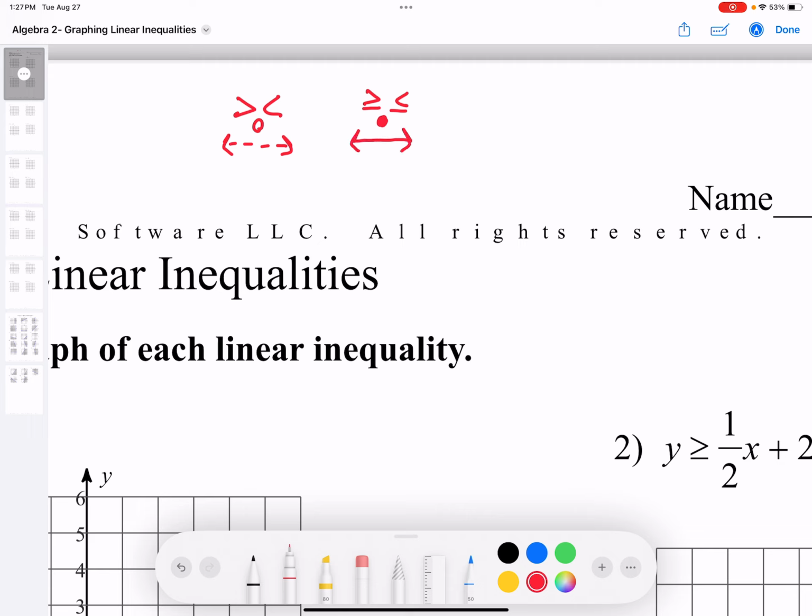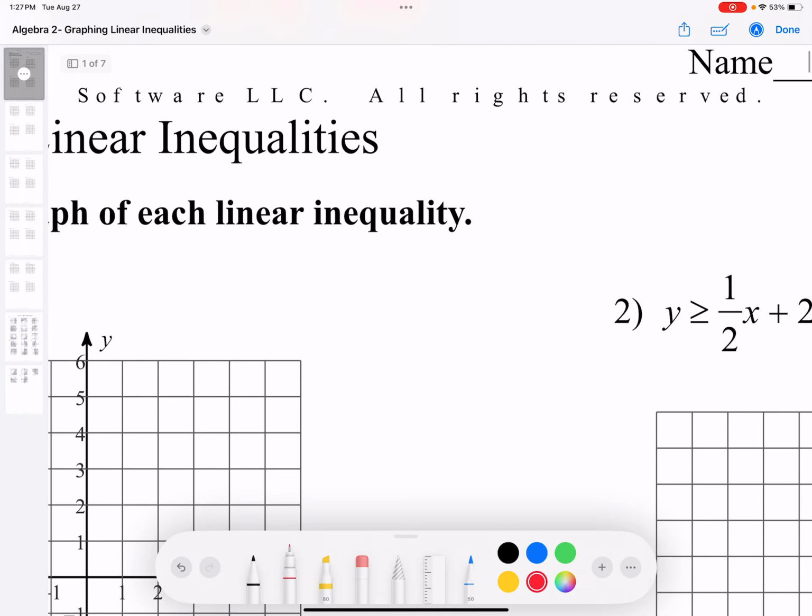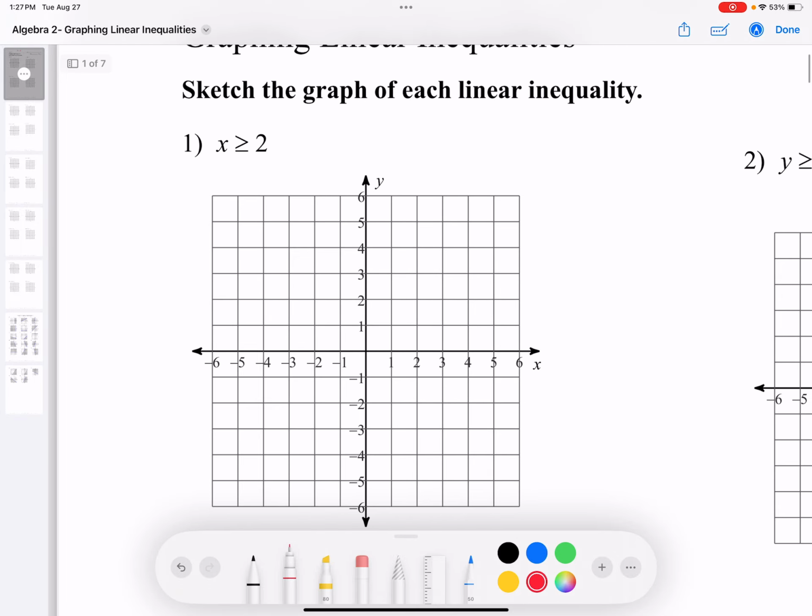There they are. Okay, so on number 1, we have x is greater than or equal to 2. With this one, this is a special case. So we go to 2 on the x, we put a point, and then because it has that equal to sign, we're going to put a line straight through it. So it's a vertical line for that one. And that's it.